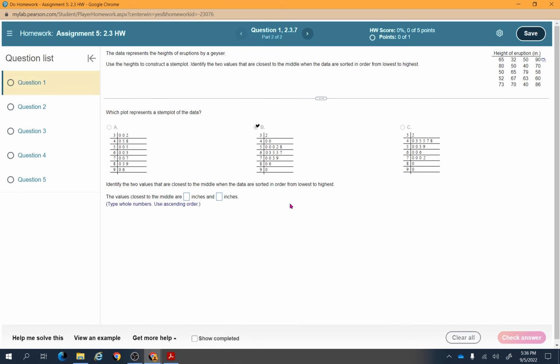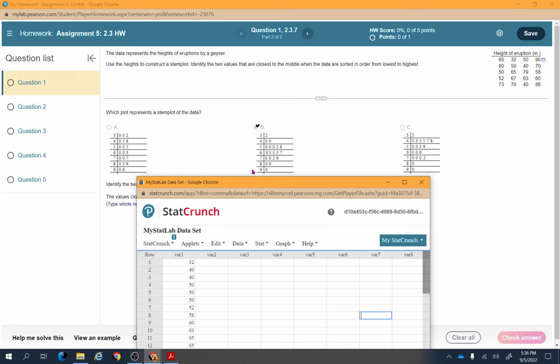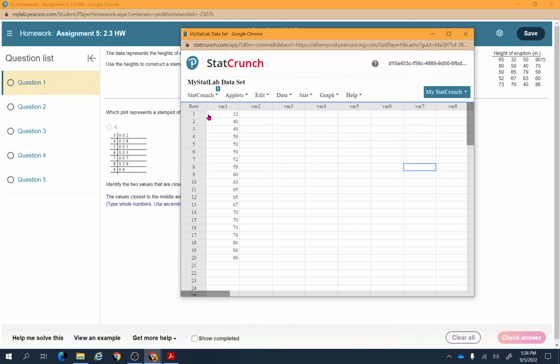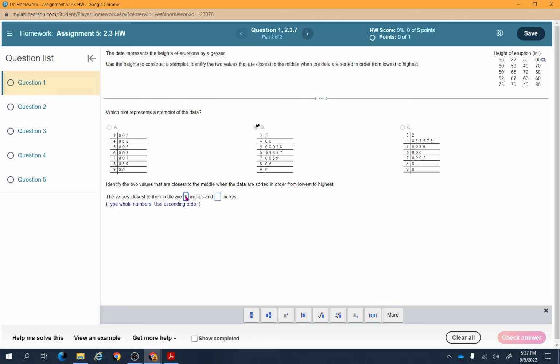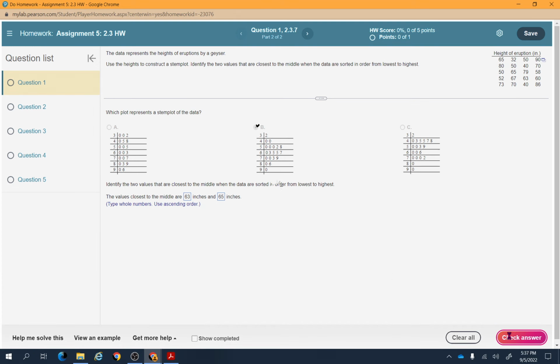Okay. Now identify the two values that are closest to the middle when the data are sorted in the order from the lowest to the highest. So look at here. When we sorted the data from lowest to highest, there are 20 data. So there are two middle values, which are the 10th and 11th. So 63 and 65 are the two middle values when you sort the data.